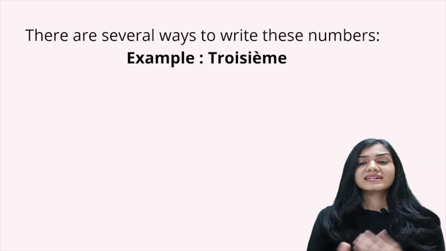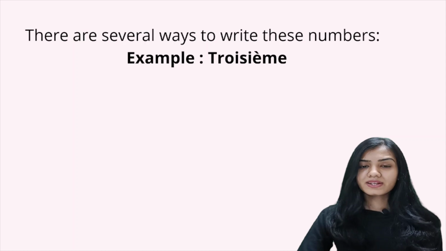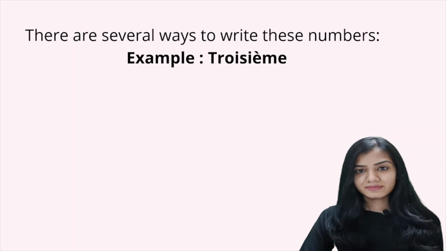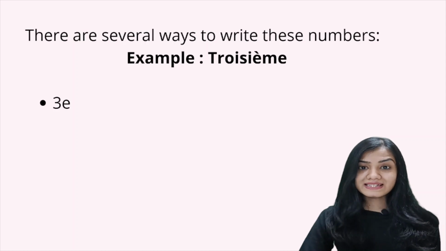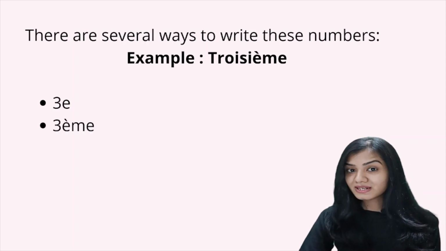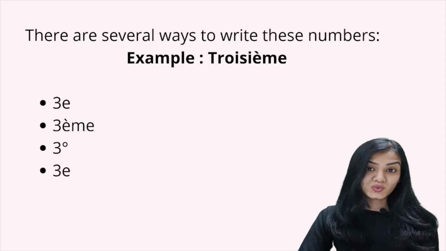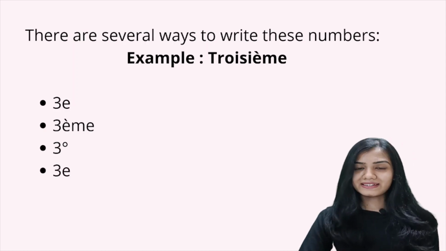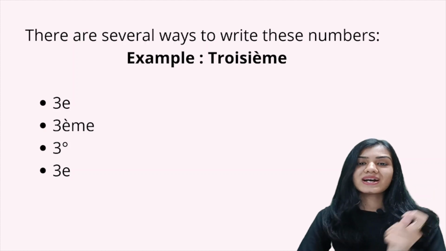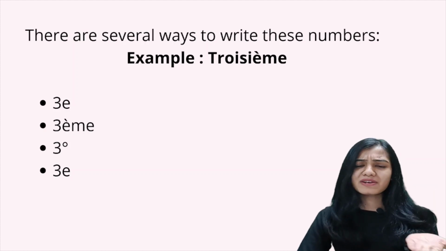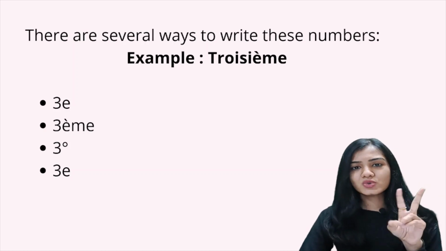Now, there are several ways to write these numbers. For example, if I want to write troisième in French in the digital way, it's going to be like this, or it can be like this, or it can be written like this as well, and even like this. So these are the ways to write troisième in French. The same way if you want to write deuxième, that is for second, just replace the 3 with 2 and you're good to go.